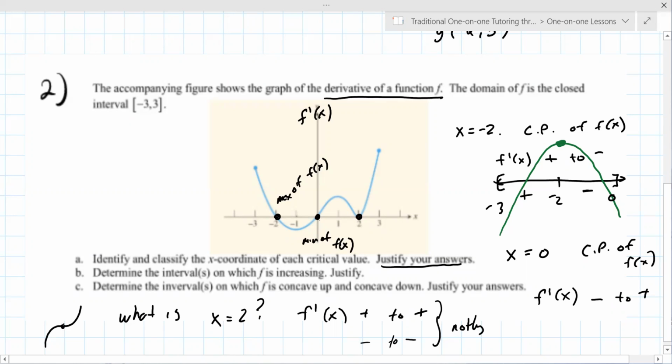Okay, so the 2 critical points would be x equals -2 and x equals 0. Now, what's unclear to me is that the derivative has its own critical points. Like that's an inflection point, and that's an inflection point, and maybe that's something we can talk about. But I don't think it's asking for that. It's very unclear. The question should say critical values of f of x.